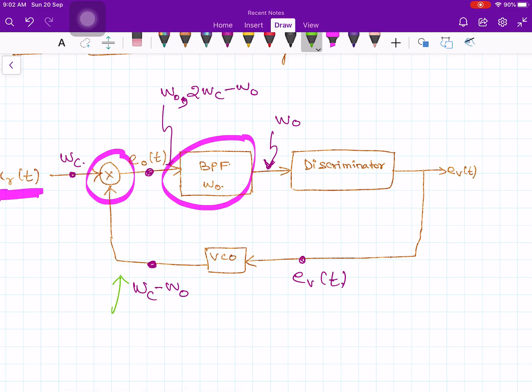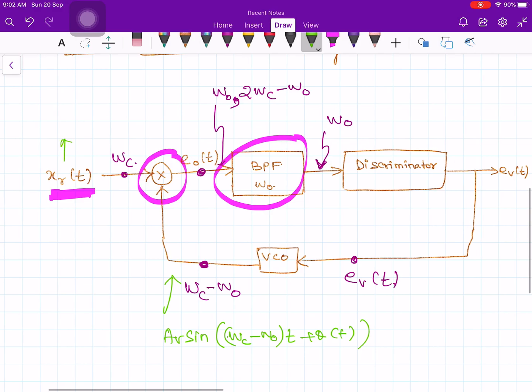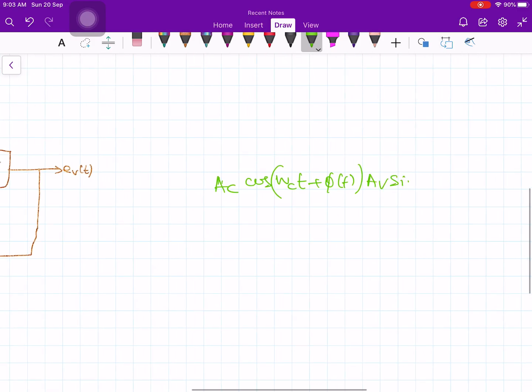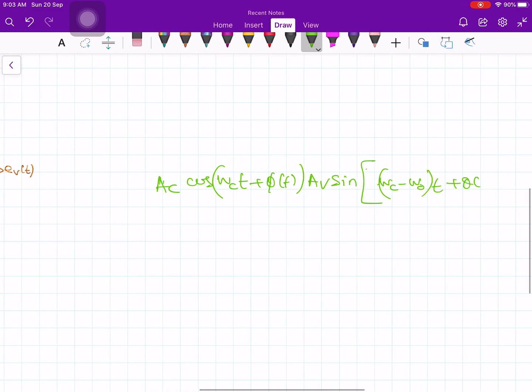But in this case what will happen, this point is, let me say, AV times sine of omega c minus omega naught times t plus theta of t. So this is what is coming out of your voltage controlled oscillator, and in this point this is AC times cos omega ct plus phi of t. Both are multiplied now. If you multiply both, then you will get AC times cos of omega ct plus phi of t multiplied by AV times sine of omega c minus omega naught times t plus theta of t.